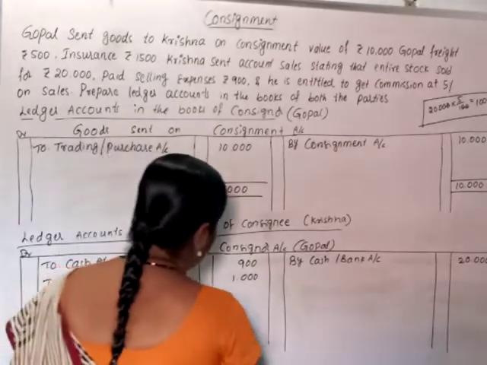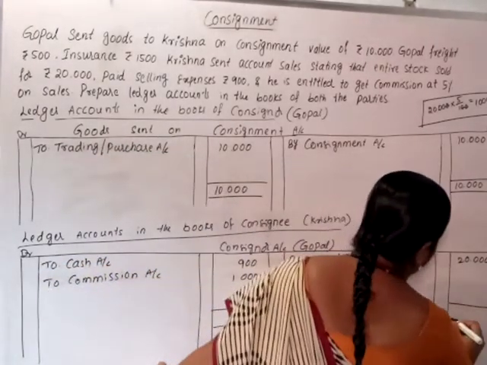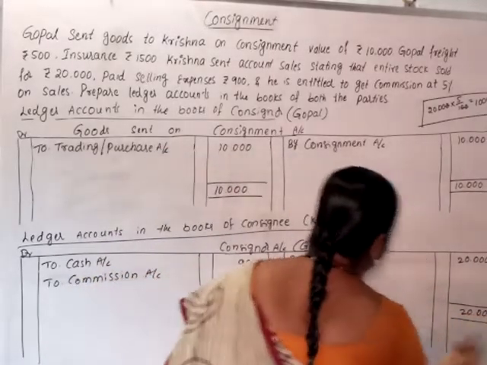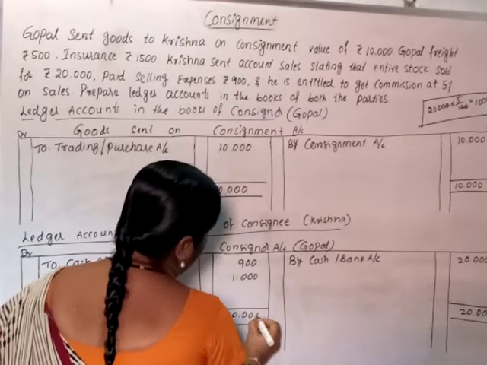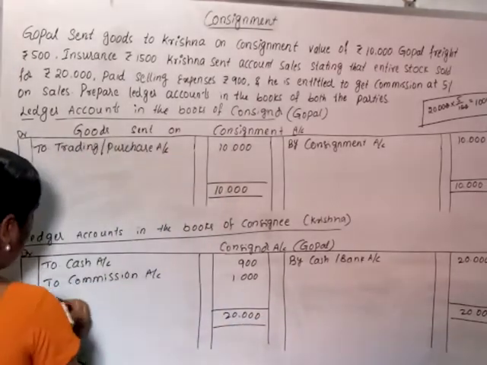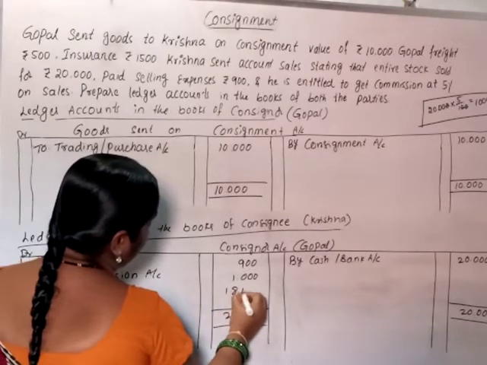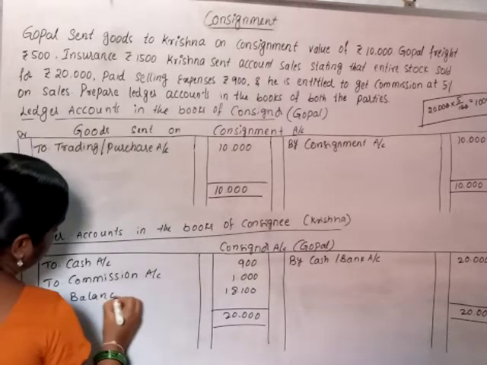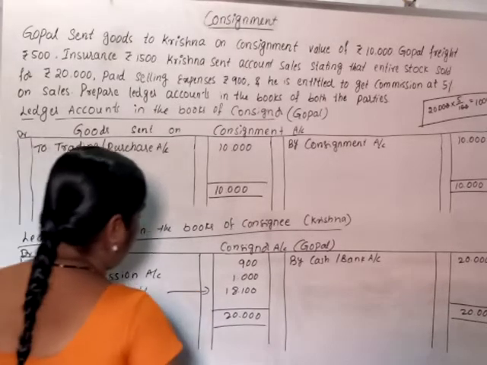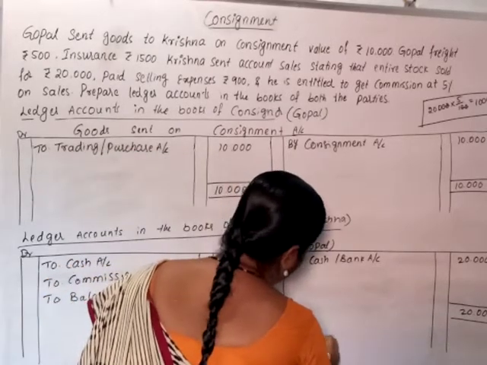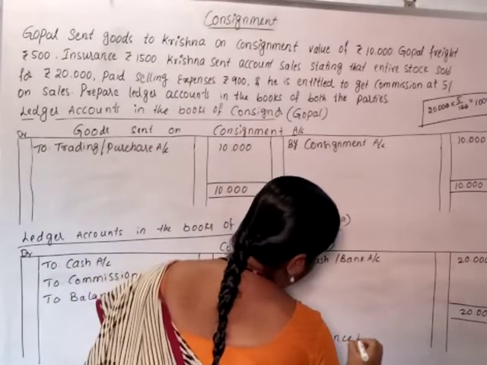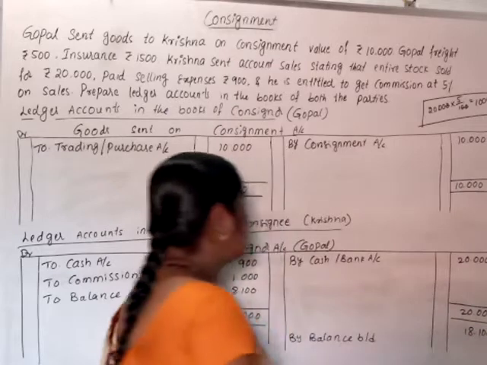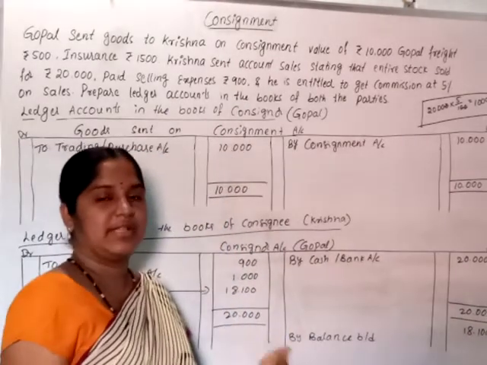And find out the balance of both the sides. Which side is more? Credit side is more. How much? 20,000. And here also write down 20,000. What is the balance of the debit side here? 20,000 minus 1,900, deduct, 18,100. So write here balance carried down, and write here by balance brought down, 18,100. This is the ledger account of the consignor in the books of consignee.